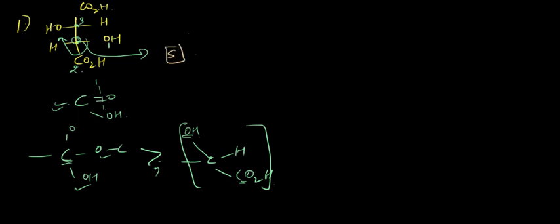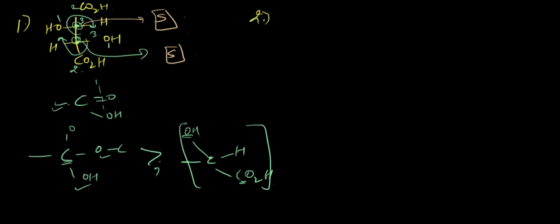Similarly, we need to calculate the configuration for this carbon atom. For this carbon atom, obviously this is the first priority, this is the second priority, and this is the third priority. So this is R, but the hydrogen atom lies on the horizontal line, so the configuration for this would also be S. I hope you are following.